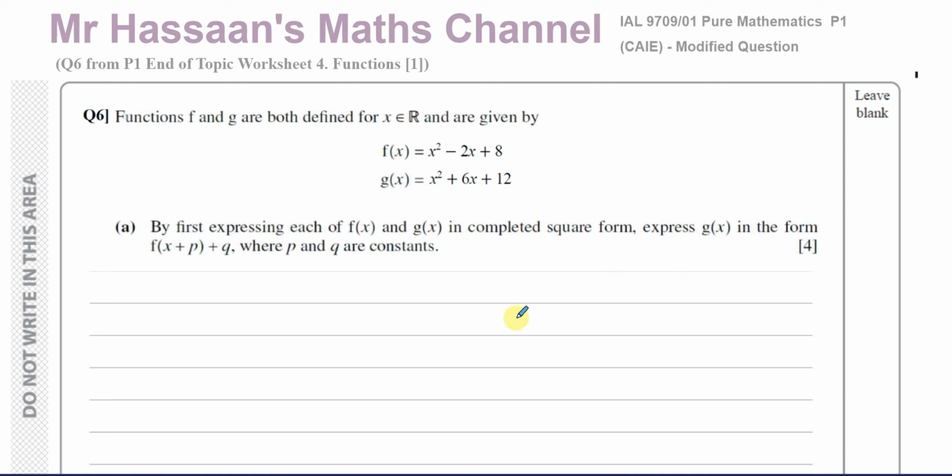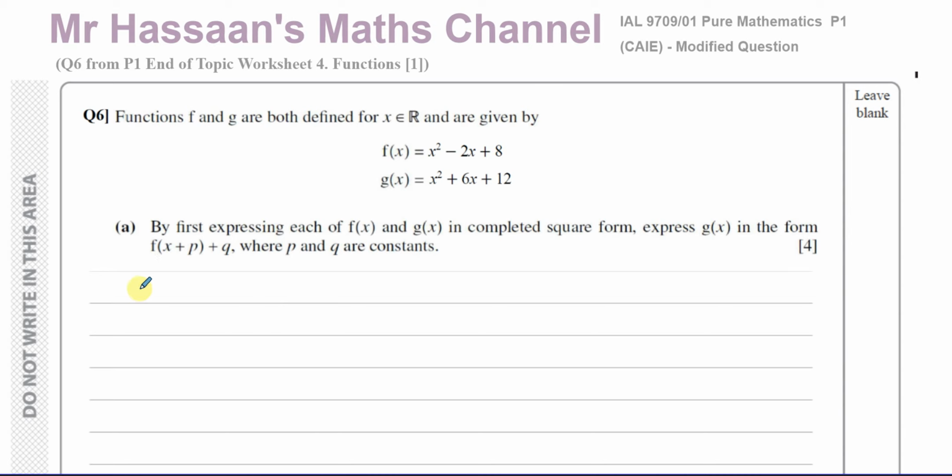So it says functions f and g are both defined for x an element of all real numbers, and given by f of x equals x squared minus 2x plus 8 and g of x equals x squared plus 6x plus 12, so both quadratics. By first expressing each of f of x and g of x in completed square form, express g of x in the form f of x plus p plus q, where p and q are constants. So we have to express it in terms of the function f.